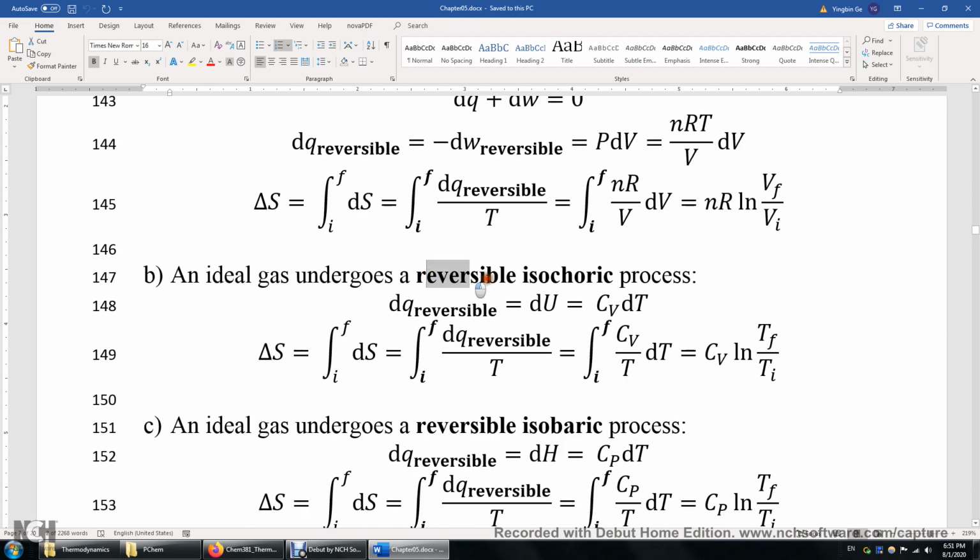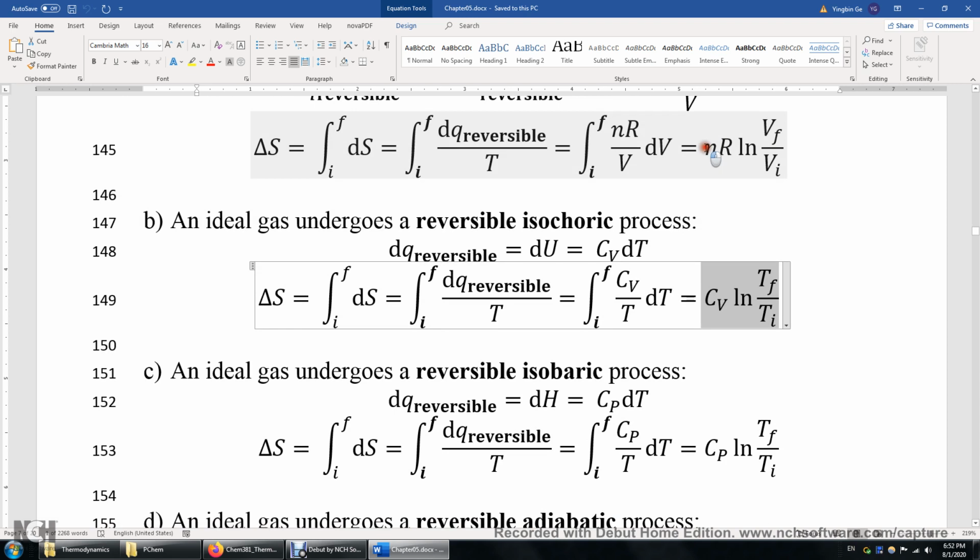What if it's reversible isochoric? Isochoric means dV is 0, therefore work is 0. In this case, dq reversible is just dU, it's just CV dT. Again, isochoric. Now we plug in this CV dT in this equation here. We have the final expression. It's just CV times the logarithm of the ratio of temperature. If the volume is constant, entropy depends on temperature. The higher the temperature, the higher the entropy.